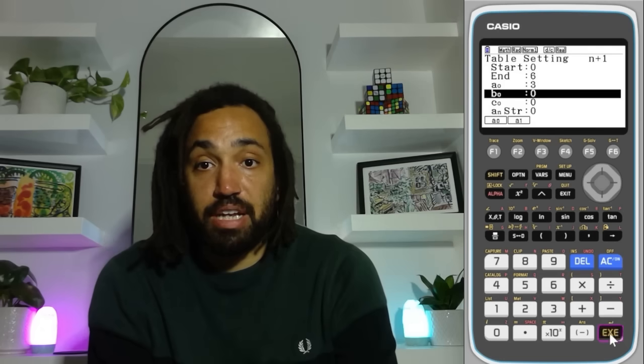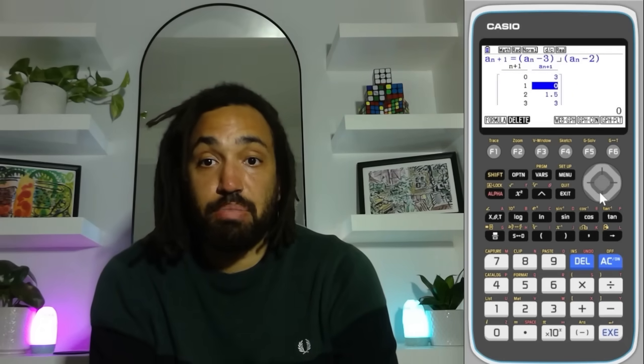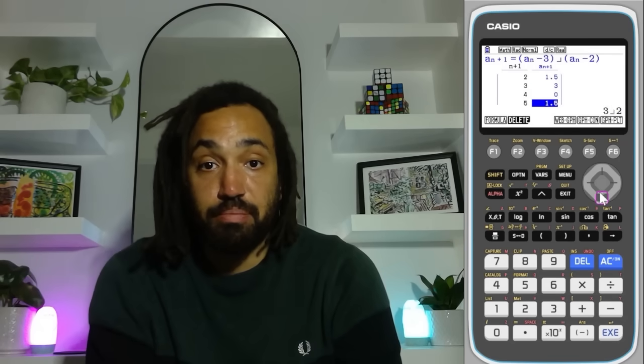So you type that in and you press table, and now you can see that this is a periodic sequence because it repeats every 3. So the order is 3.